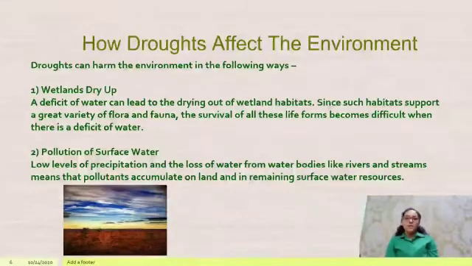Next, pollution of surface water. If there is a low level of precipitation and loss of water from water bodies like rivers, lakes, and streams, it means that pollutants accumulate on land and in the remaining surface water resources.